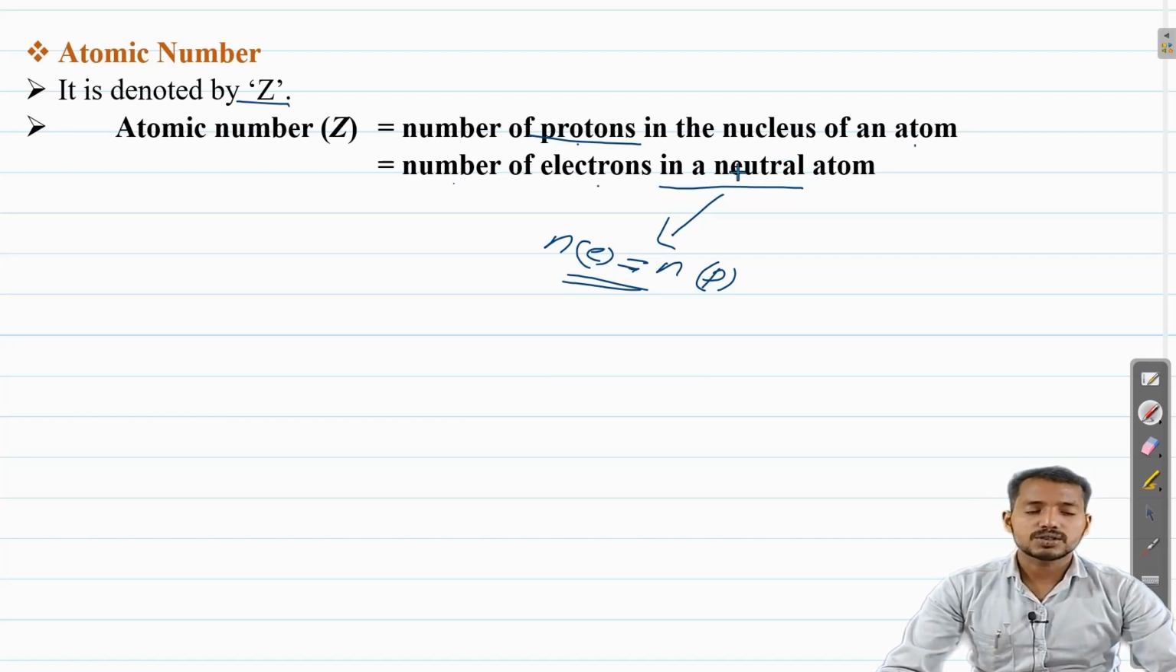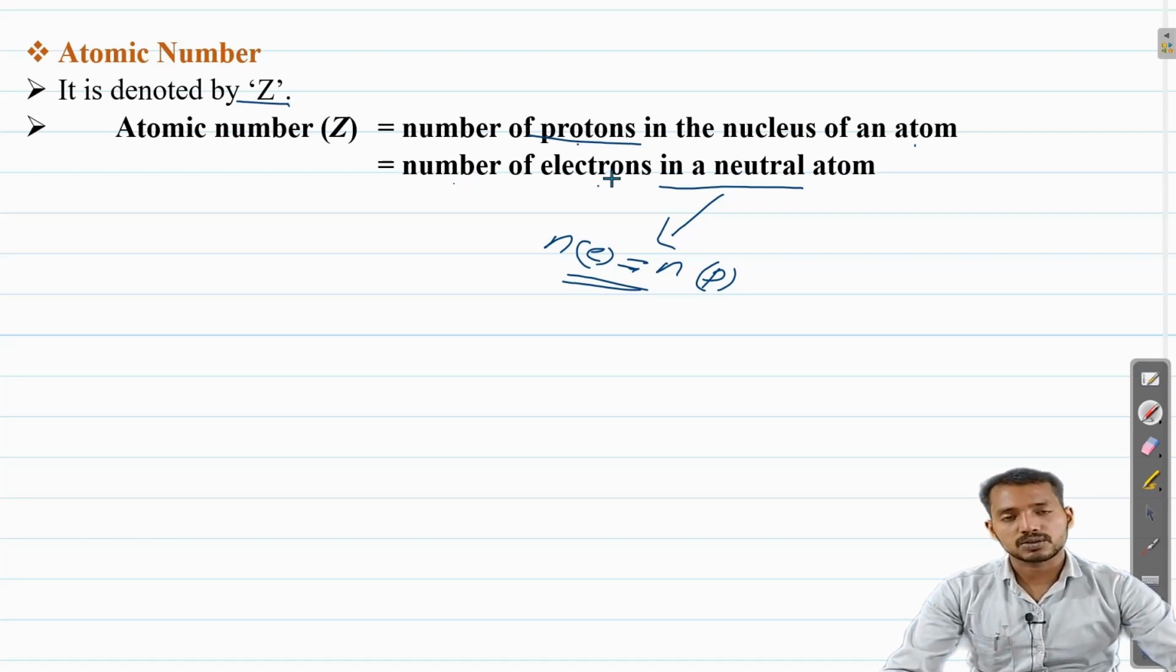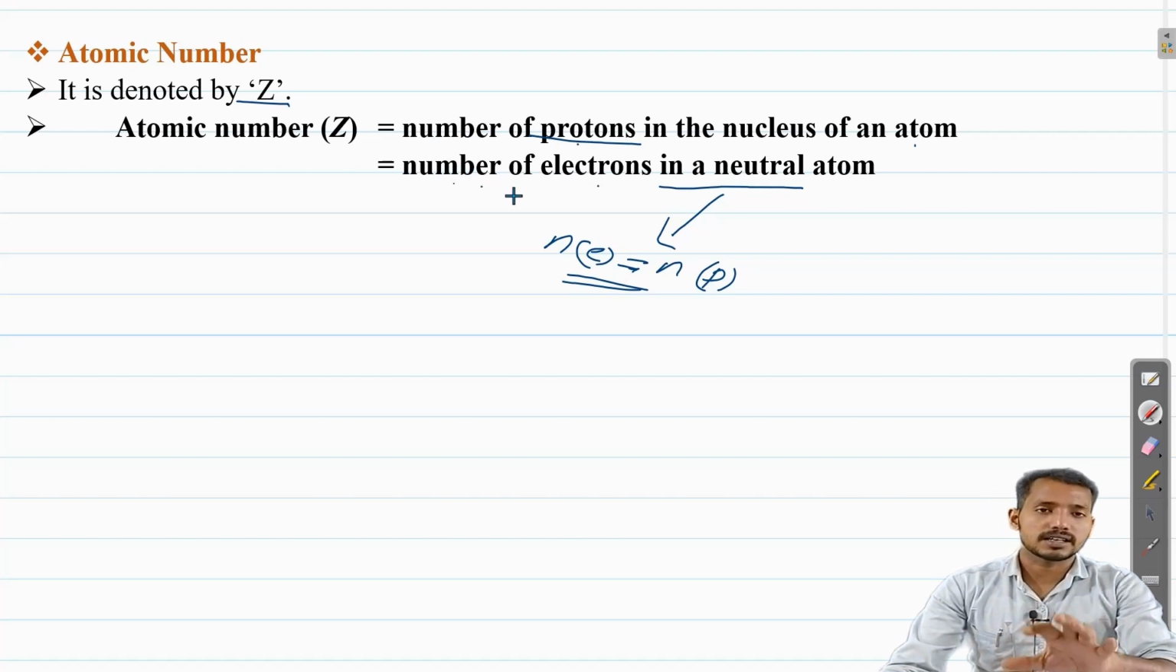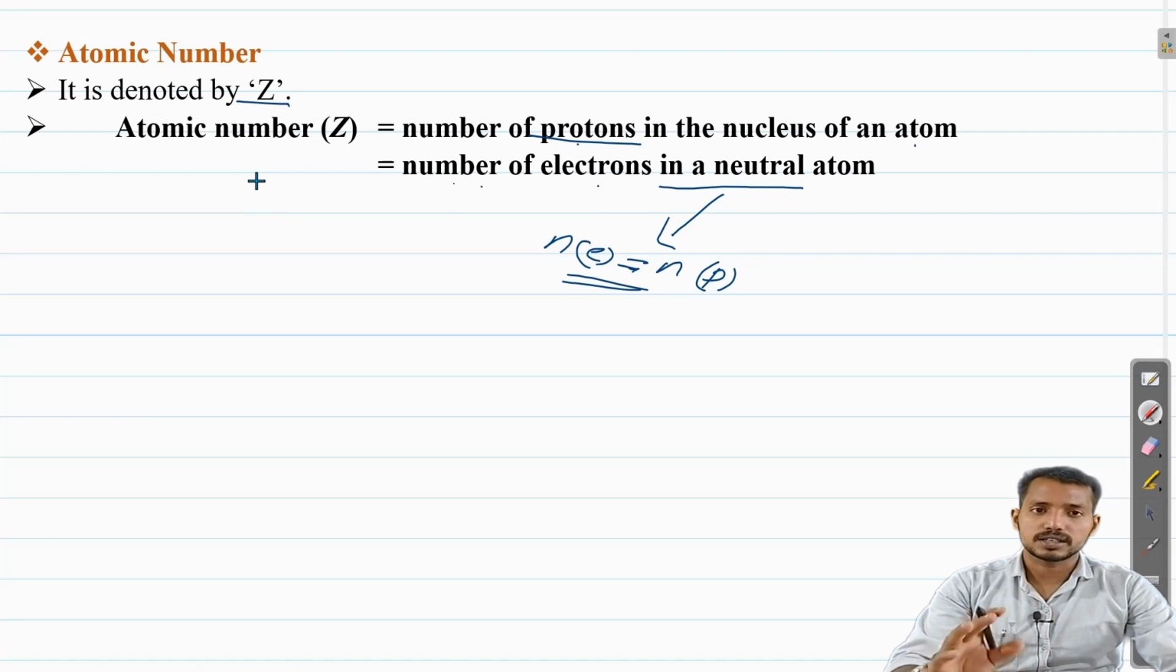Clear? If it is given as a neutral atom and the number of electrons is given, then we can determine the atomic number by taking the number of electrons. But if it is not a neutral atom, if it is an ion, then we cannot directly take the number of electrons as the atomic number. Clear? So that is very important.